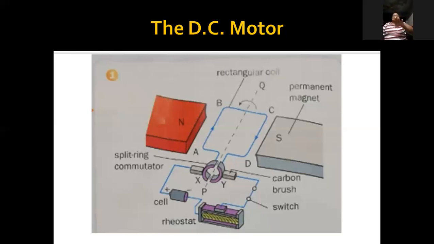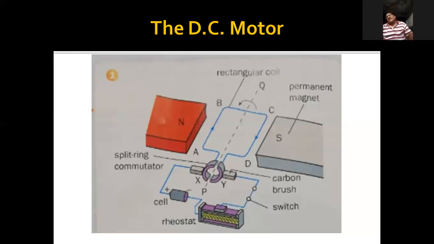So they will rotate this coil in an anti-clockwise manner. From the horizontal position, it will go to the vertical position because of the turning effect of this current carrying coil in the magnetic field. What happens is that this coil, which was horizontal, has an upward force acting on CD and a downward force acting on AB. So the coil will rotate anti-clockwise, and the coil will become vertical.